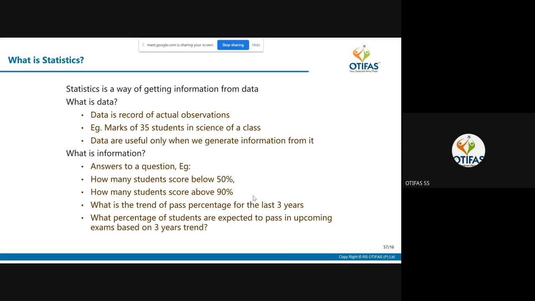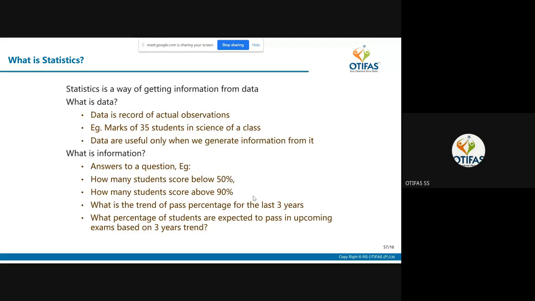Like, you have 35 students. Just see how many people scored below 50%. Suppose you say 15% scored below 50%, or you can say 20 people scored below 50%. It's a very clear answer from the data. How many students scored above 90? That is also very correct. What is the trend of pass percentage for the last 3 years? Yes, that is also clear. I can get 3 years.